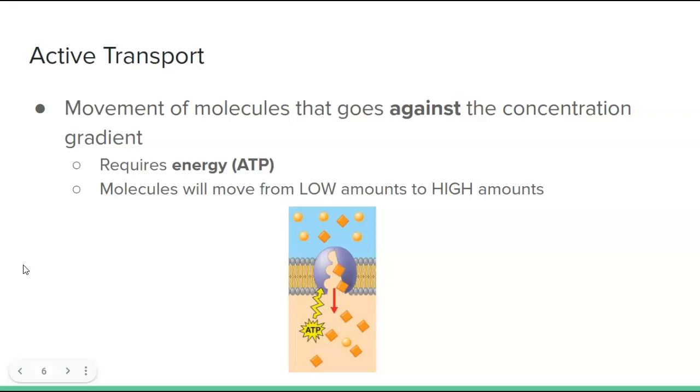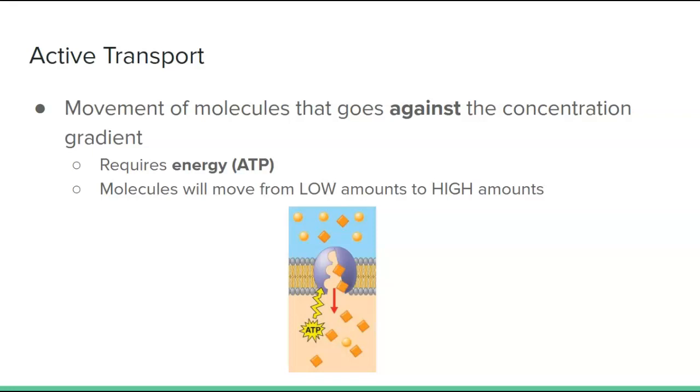Now, active transport. Notice how everything I've talked about so far, it just goes from high to low. It's easy peasy, no issues, right? We're just hitting equilibrium and we're good. Active transport is the opposite of that. Okay, so now these molecules are moving against the concentration gradient. This is like running uphill. It goes against the grain here.